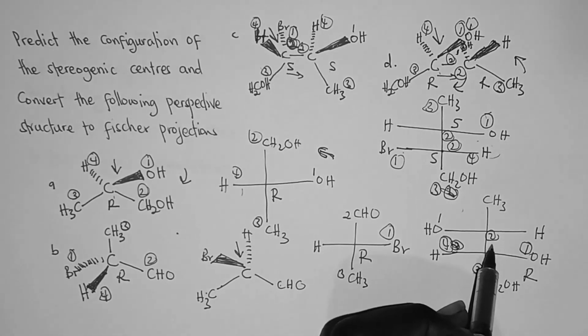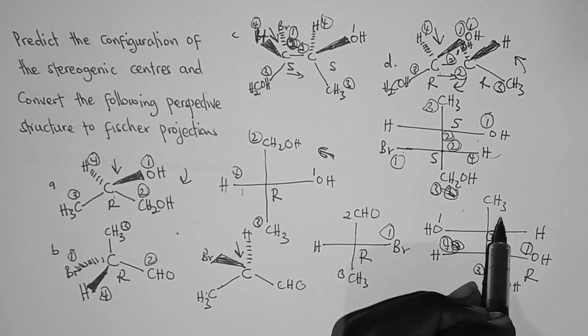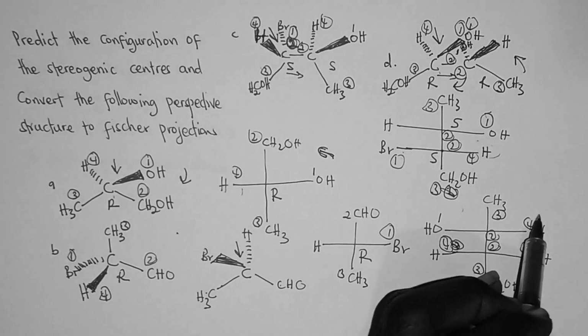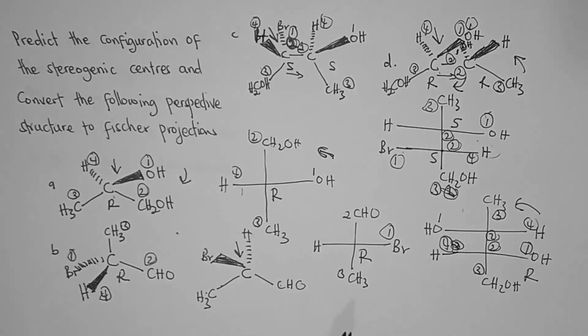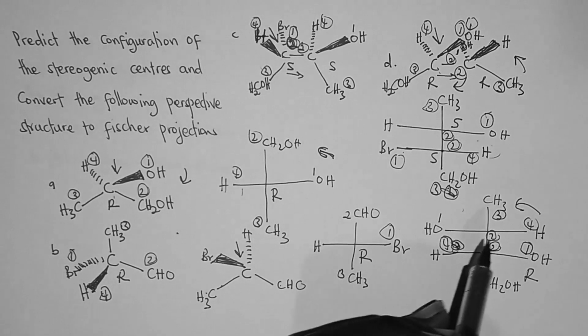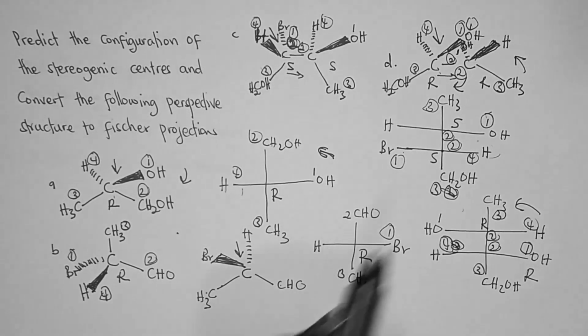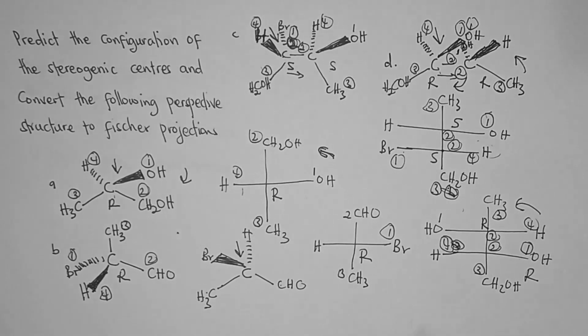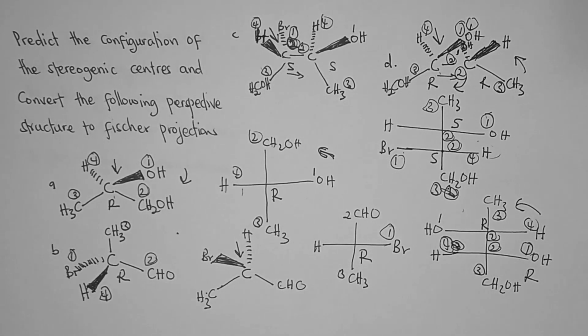This is 1, this is 2, this is 3, and then this is 4. So it is moving in the anti-clockwise direction, which is an S, but the proton is pointing towards us, and therefore we need to change the configuration. Here's an R. So you see that here is RR, and this place too is RR. So the Fischer projections are also correct.